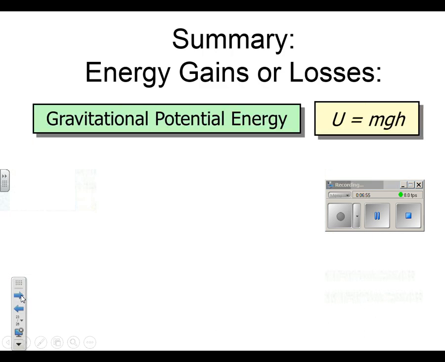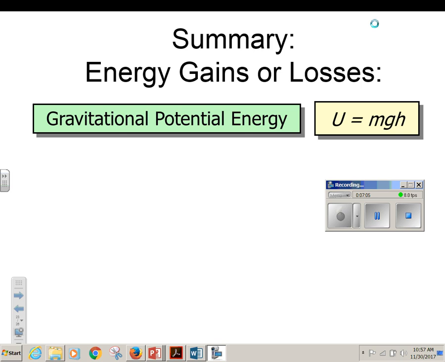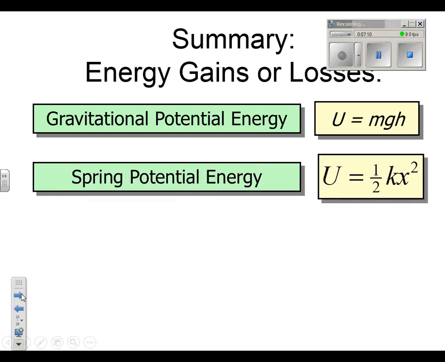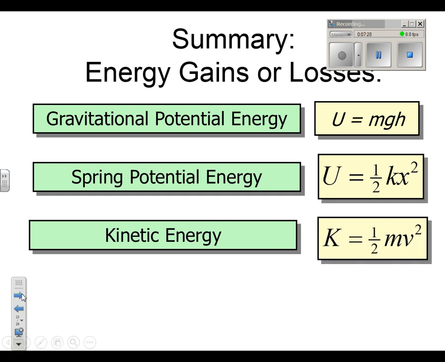All right, so a summary of what we've talked about so far. We've talked about the energy gains or losses. We have gravitational potential energy, which is on your formula chart as U equals mg change in y. We have our spring potential energy formula, which is U equals 1/2 kx squared, where k is our spring constant, and x is our displacement of our spring, so either the compression or the stretch. And then kinetic energy is our 1/2 mv squared on the formula chart.